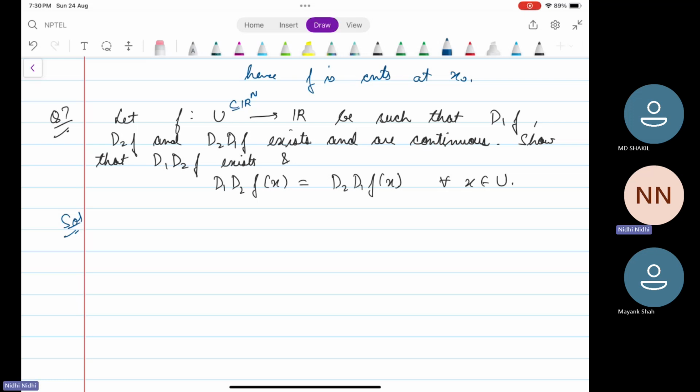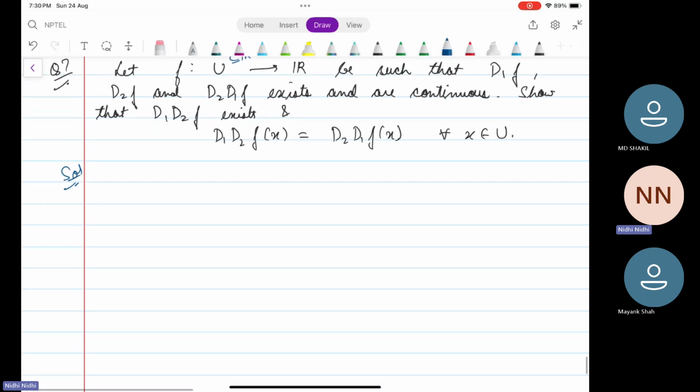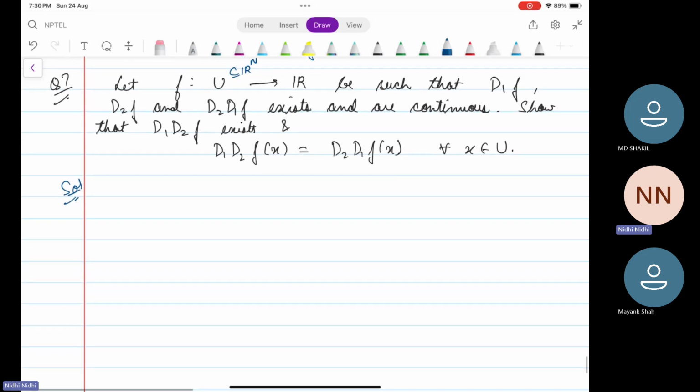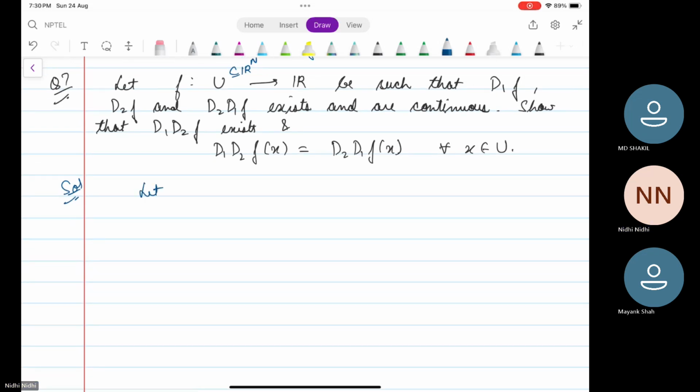So we need to show that this d1 d2 f exists. So firstly, see how we can evaluate this d1 d2. So suppose (y1, y2) be some point in U, and we'll evaluate the partial derivatives at that point. So d1 d2 f at (y1, y2) is equal to d1 of d2 of f at (y1, y2).